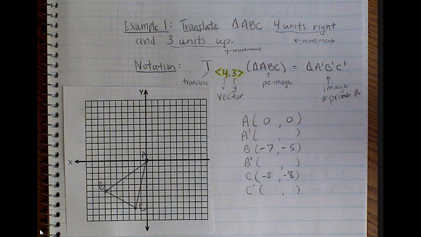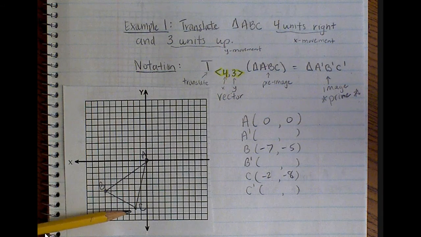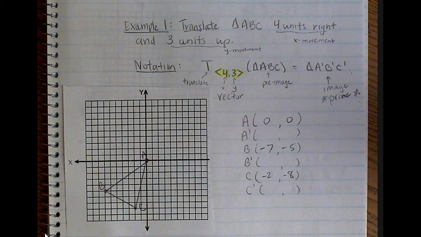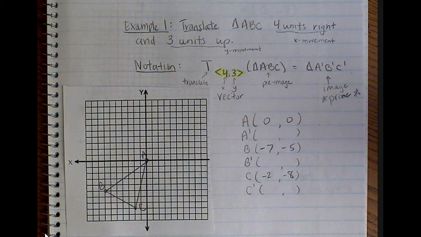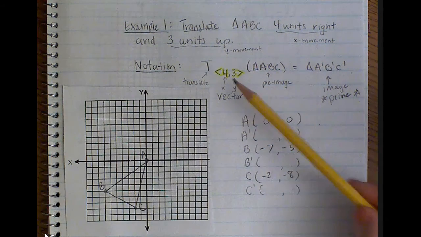Okay, so go ahead and copy down the coordinates for this first example. So we've got triangle ABC. I gave you the coordinates. A is at 0, 0. B is at -7, -5. And C is at -2, -8. So the first thing you'd want to do is graph the pre-image. And then we're going to use our vector, that's this right here, to decide where we're going to place our image. And so the easiest way to do this is to take each point and just move it according to the directions.